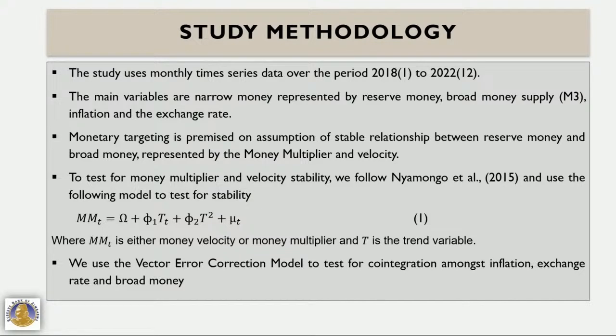The study methodology used monthly time series data from the period 2018 to 2022, and the main variables of concern were reserve money and broad money. Monetary targeting is premised on the assumption of a stable relationship between reserve money and broad money, which is represented by the money multiplier and velocity. These are the equations to test for stability. Also, as alluded to earlier by Mr. Mvereche, we used co-integration via the vector error correction model to understand the long-run relationship of inflation, exchange rate, and broad money.